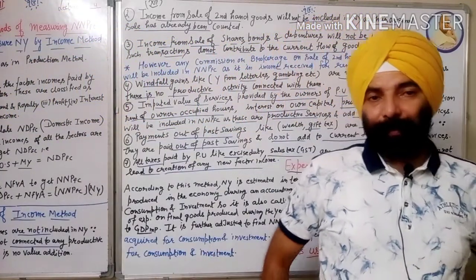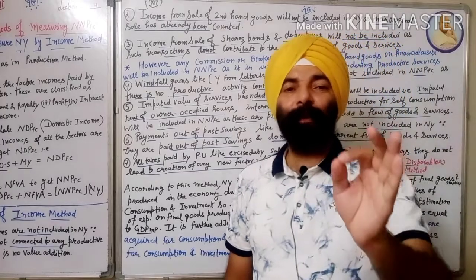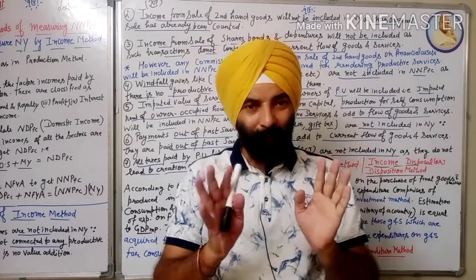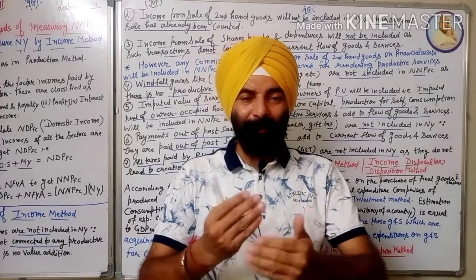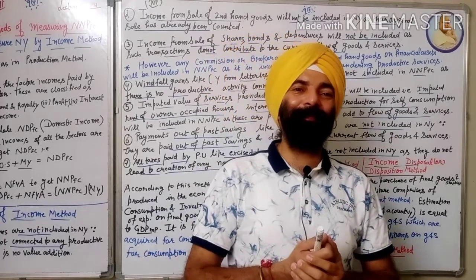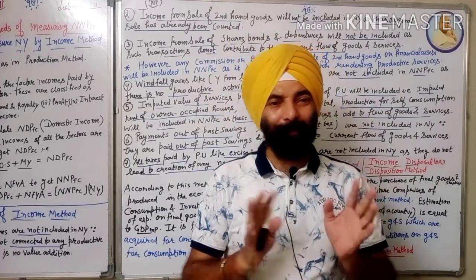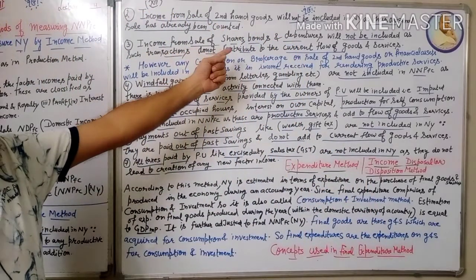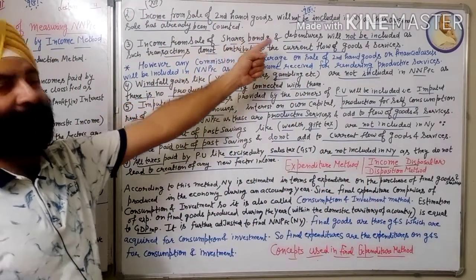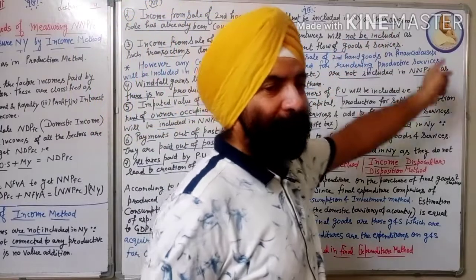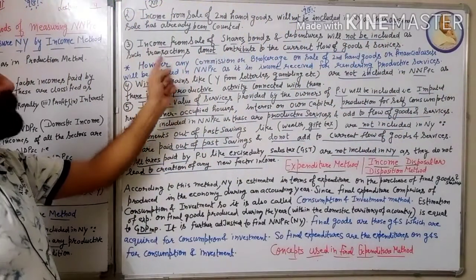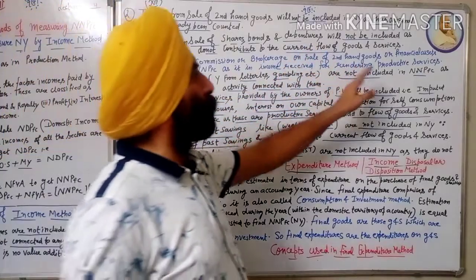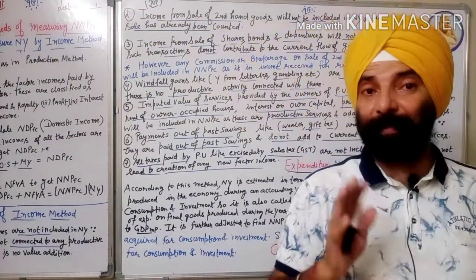Next, very important, income from the sale of shares, bonds, debentures will not be included, because it is merely the transfer of ownership and no fresh output is being produced. Look here, income from the sale of shares, bonds and debentures will not be included, as such transactions do not contribute to the current flow of goods and services.